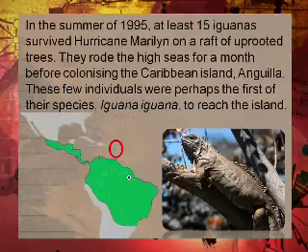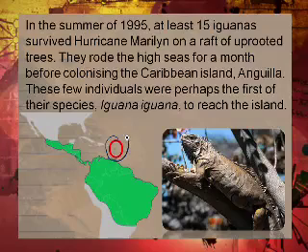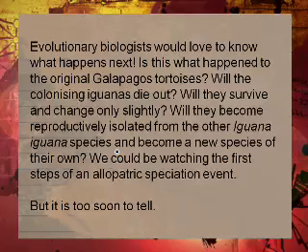So something very interesting is taking place off the mainland of South America in the Caribbean island of Anguilla. In the summer of 1995, about 15 iguanas survived Hurricane Marilyn on a raft of trees, and they were transported across to Anguilla. And these few individuals were the first of their kind of iguana to reach the island. And what scientists would like to know is what will happen next.